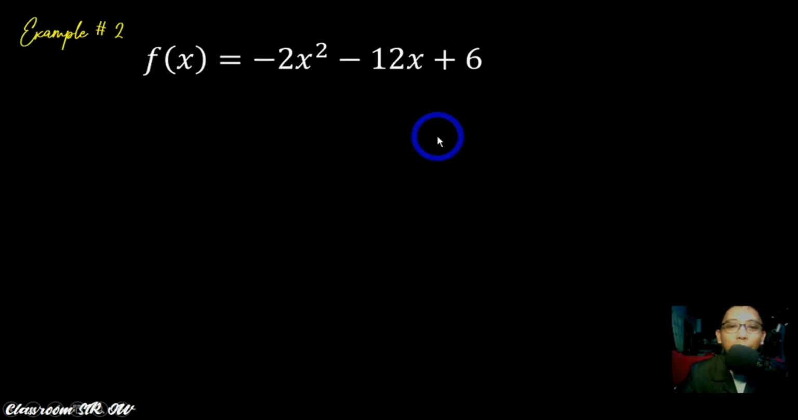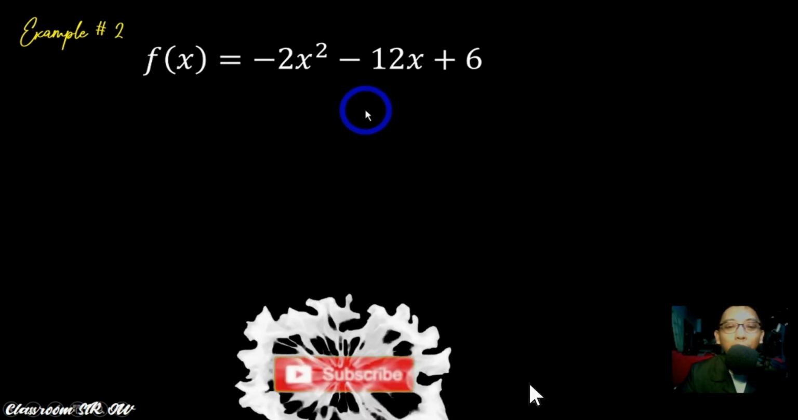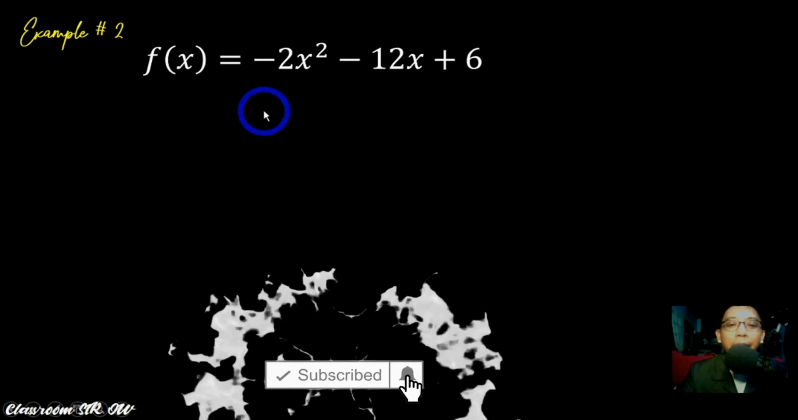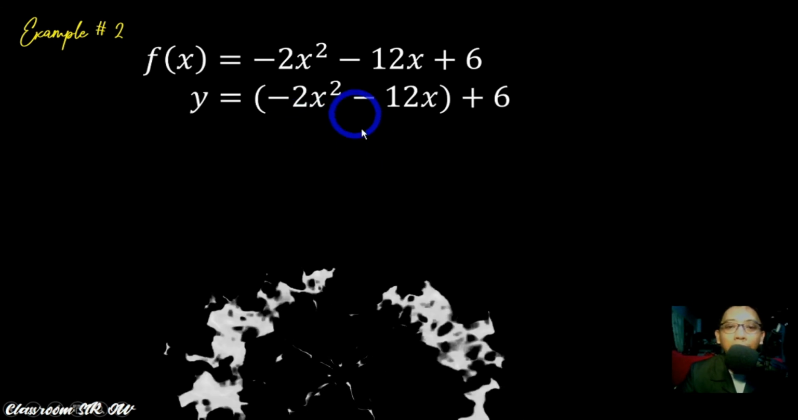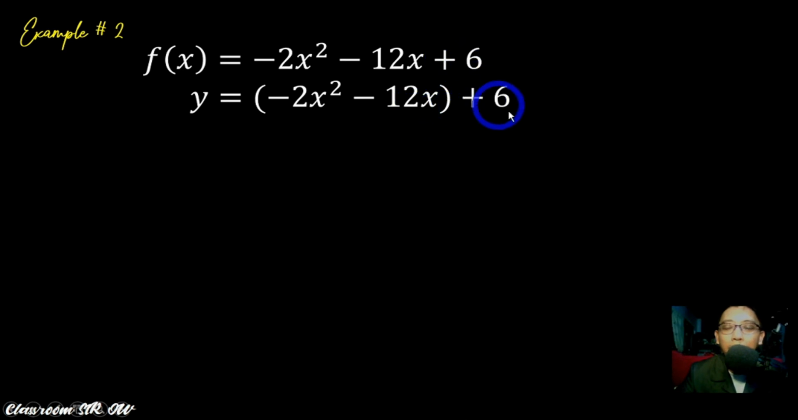Example number 2. This time, this is also written in the standard form of quadratic function, and we are asked to find its vertex form as well as the vertex. Of course, our first step is to group the terms with variable. So that is negative 2x squared minus 12x, copy plus 6. Now, after this, we will factor out the common factor, which is negative 2.